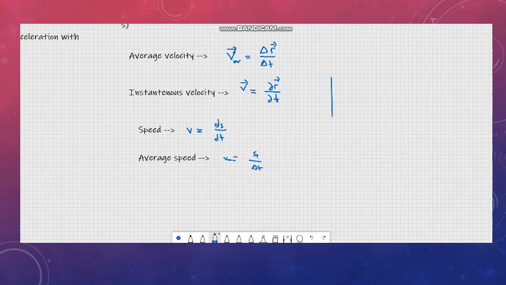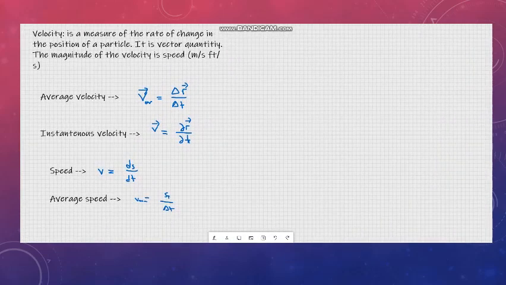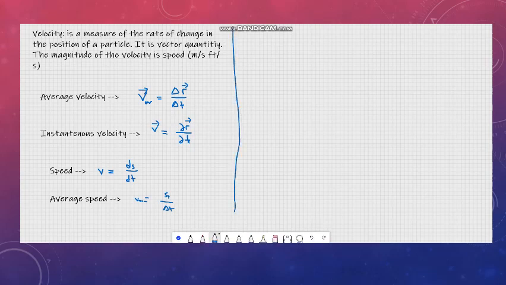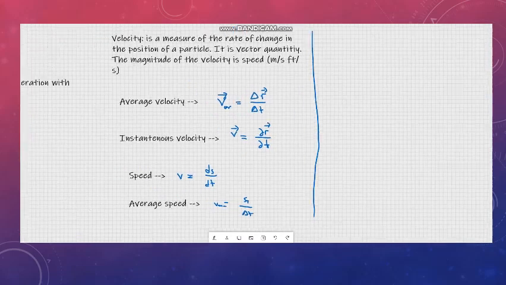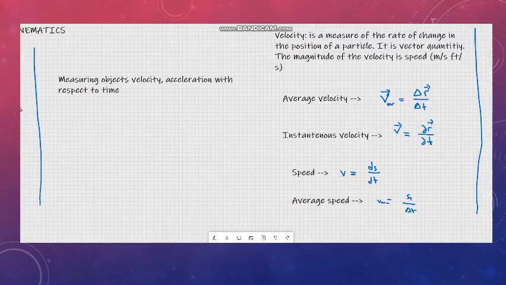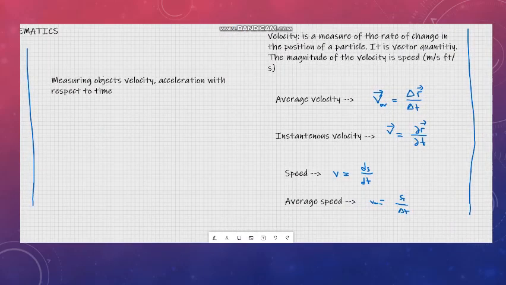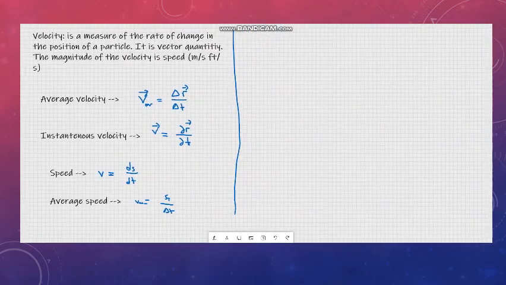Okay, we define all these velocity terms: velocity, average velocity, instantaneous velocity, speed, and average speed. Right now, let's go through the acceleration term, because as we said, here we are measuring the object's velocity and acceleration. So we define all of them.